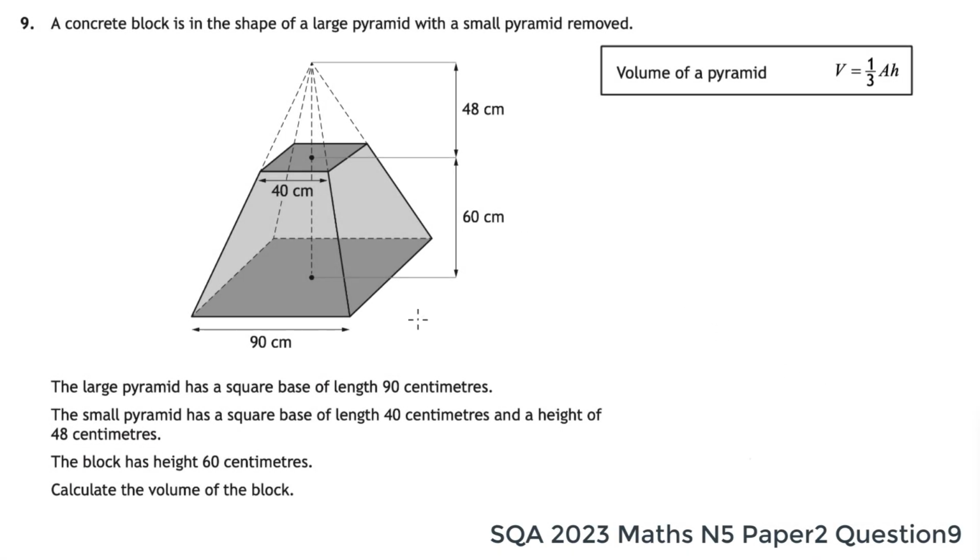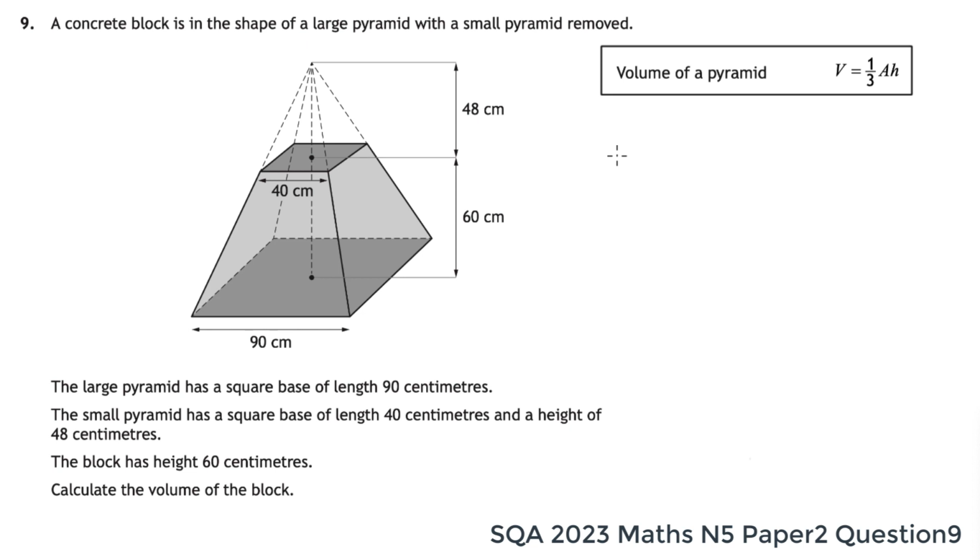So here we have question 9, and we've got a concrete block, that's it shaded. It's in the shape of a large pyramid. You can see the outline of the large pyramid, and they've removed a small pyramid from the top of that, and all the dimensions are given to you. And we're asked to calculate the volume of this shaded block that's left. Now, in your formula sheet, you have the volume of a pyramid is given by a third the area of the base times the height. That's given to you in the exam.